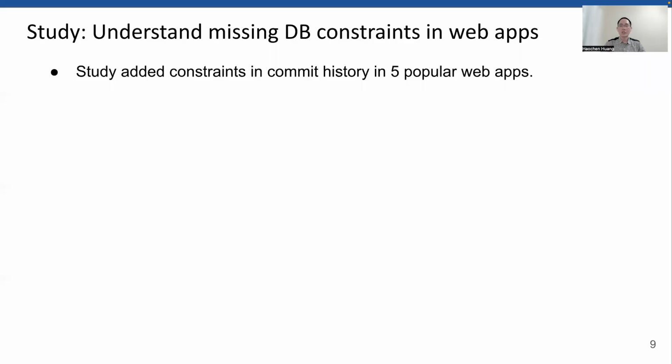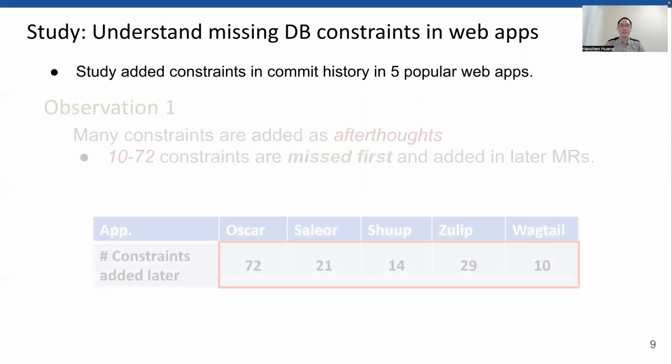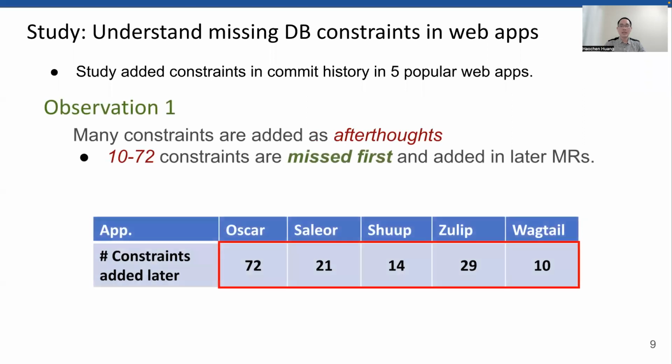Before we work on the solution, we first aim to understand more about the current status of database constraints. We studied the added constraints in the commit history of 5 popular web apps. The first observation is that many constraints for each application are added as afterthoughts, which means they are missed when the columns are first created and added later in another commit.